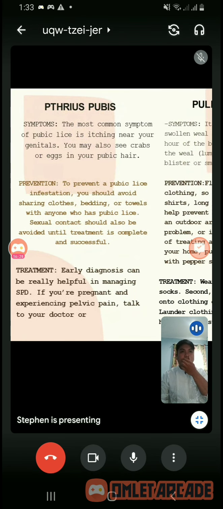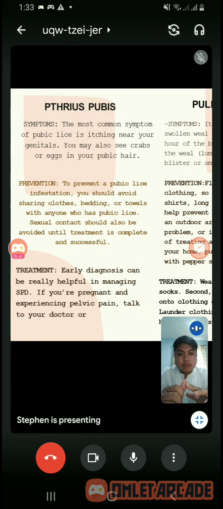So, the symptoms of Pthirus pubis. The most common symptom of pubic lice is itching near your genitals. So, pangangati ng private part ng ari ng lalaki, babae. Prevention: to prevent a pubic lice infestation, you should avoid sharing clothes, beddings or towels with anyone with pubic lice. So, kung may nanghiraman sa'yo ng towel, mabuti na lang na huwag mo nang ipahiram kasi ang towel sa pagligo ay isang personal na gamit.